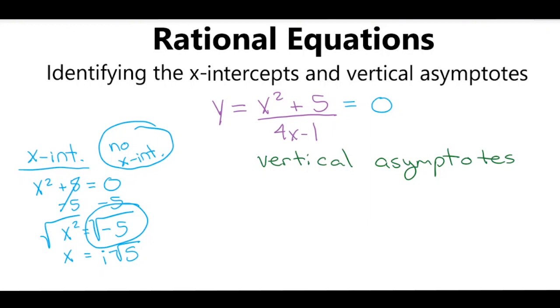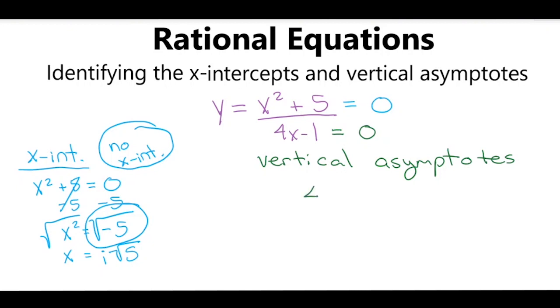Now we're going to find the vertical asymptotes. And remember, the vertical asymptotes are where the bottom is set equal to 0. All right, so we're going to set the bottom of the fraction equal to 0, because if the bottom of the fraction is 0, you can't divide by 0, so that's impossible, right? So we're looking for where the bottom of the fraction would be 0, and that will be the asymptote.